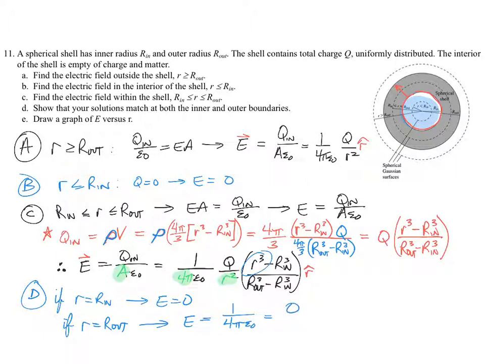We would just have, oops, I keep putting an equal sign there. All right, Q per r squared. So that's it for that problem there.